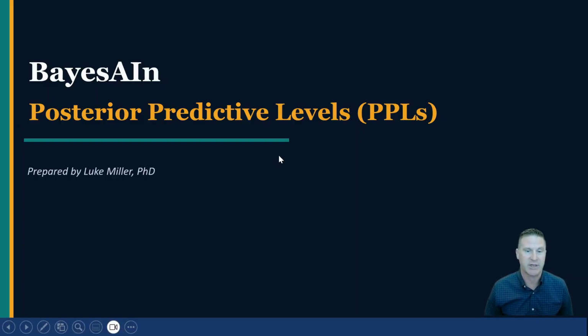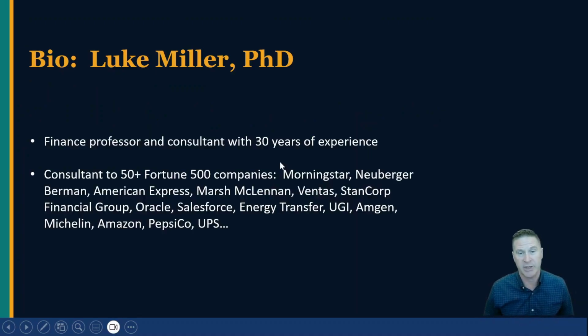Quick background on myself, so you have an idea who is talking at you today. My name's Luke Miller. I have 30 years of experience building Bayesian learning algorithms, and recently I've been pretty excited to roll AI into my methodologies. I have a full career working in industry, and I consult companies like Morningstar, MMR, American Express, Pepsi, Amazon. And what I'm doing today is bringing some of my work that I do institutionally to the retail market.